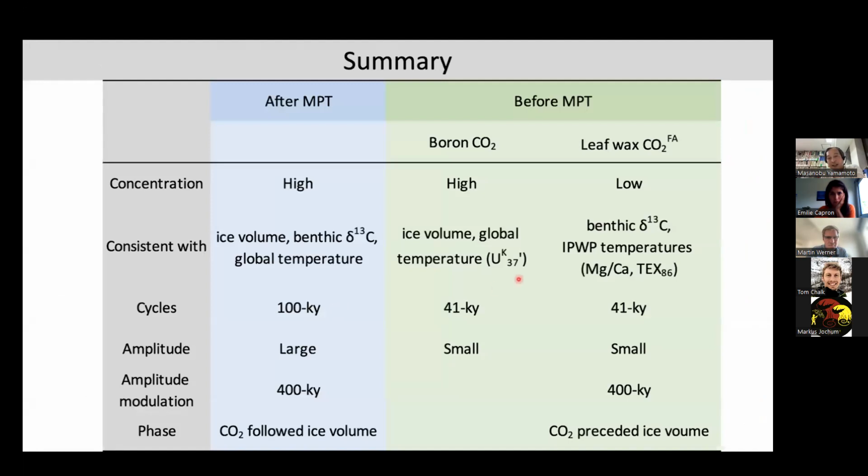Yeah, so this is the summary slide. So we tried to characterize the CO2 variation before the MPT. So these are the characteristics of the CO2 changes. Some of them are the same as what was already reported based on the boron CO2 record. But a significant difference is the concentration. Boron shows a higher concentration than ours. So this is a question for us. And also our record shows the amplitude modulation and the phase shift across the MPT. Thank you for your attention.